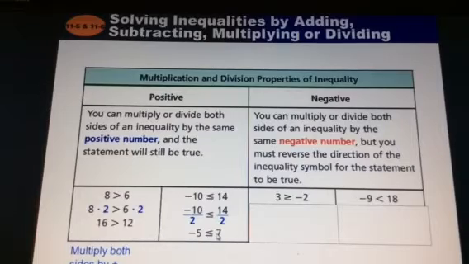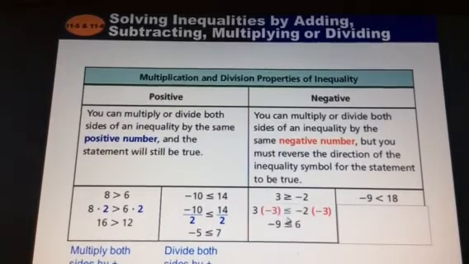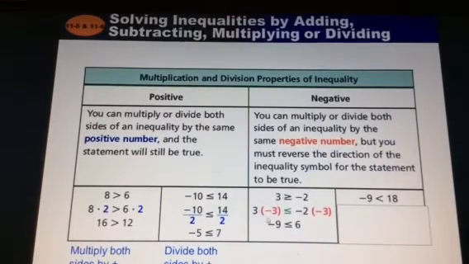Negative 5 is less than or equal to 7. It's a true statement just like above. Now over here, when I use a negative number, if I multiply both sides by negative 3, what happens is negative 3 times 3 is negative 9, and negative 3 times negative 2 is positive 6.